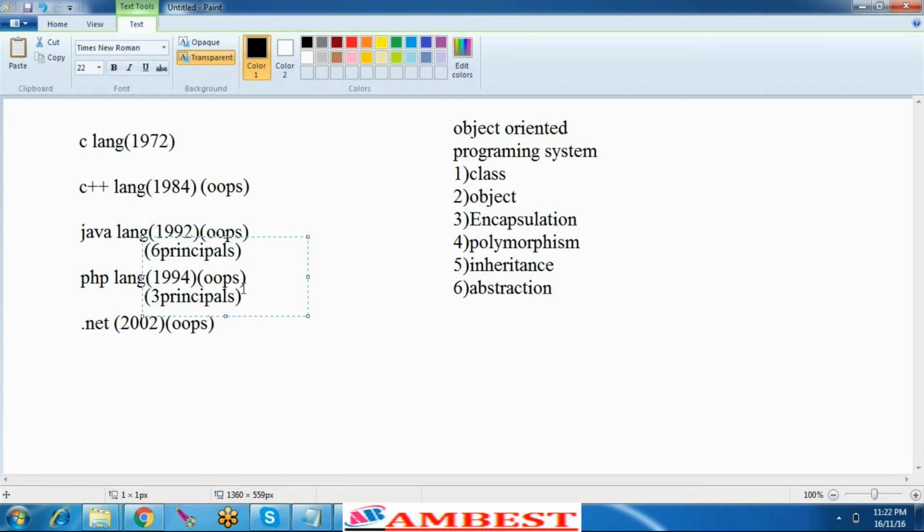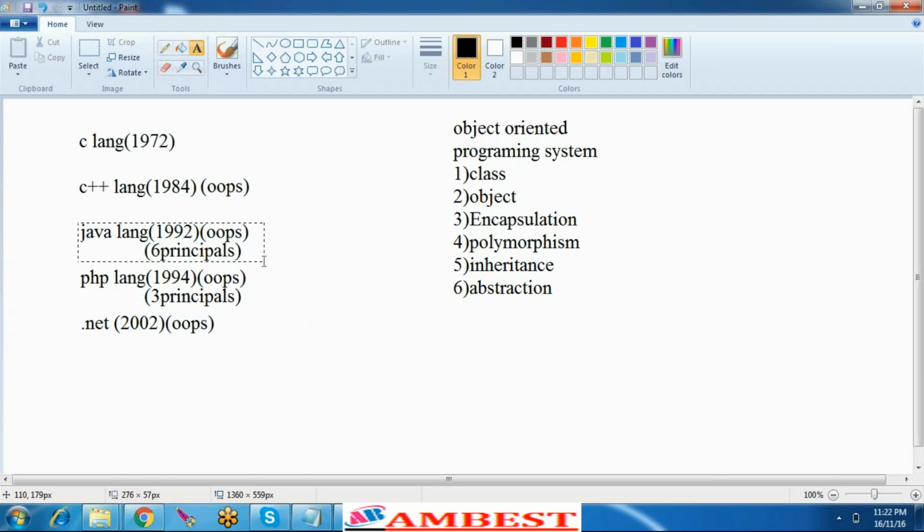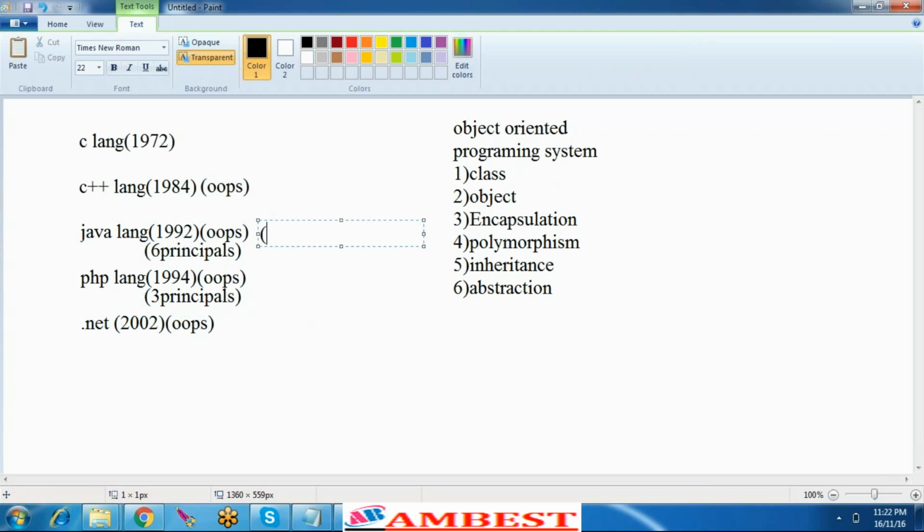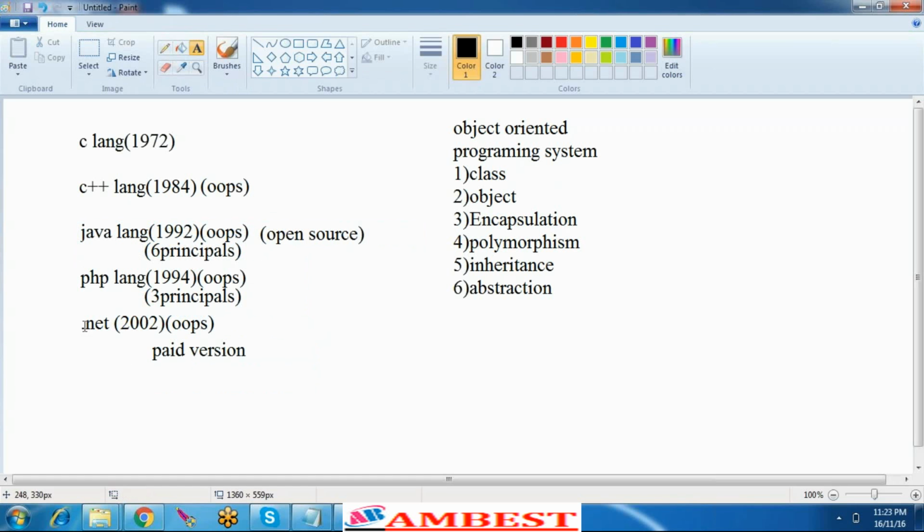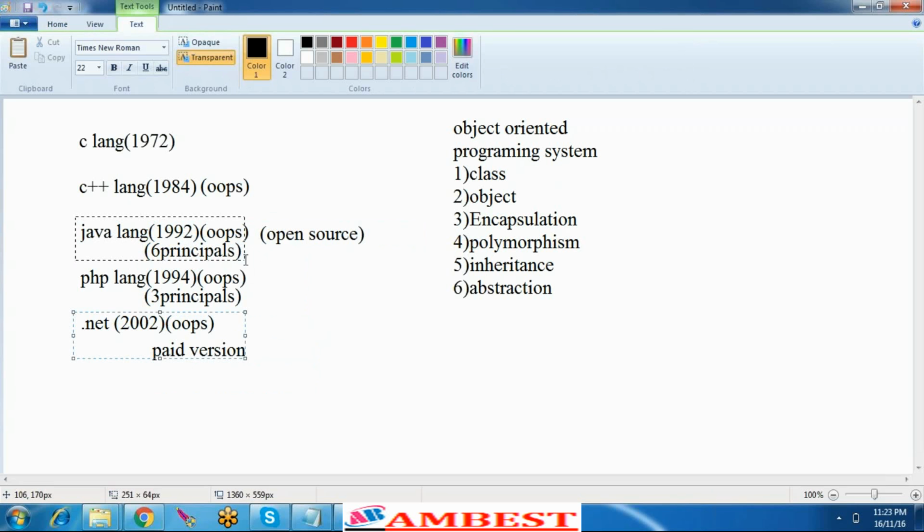So here among Java and PHP, PHP uses fewer principles and is less standard than Java, which follows all the principles. Next, Java is open source. Open source in the sense freely available. Whereas .NET is a paid version, means you need to buy the particular version in order to do the programming, in order to write code. That's the reason Java is the more standard language.